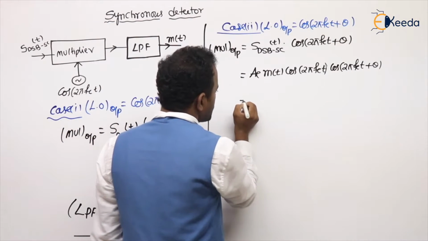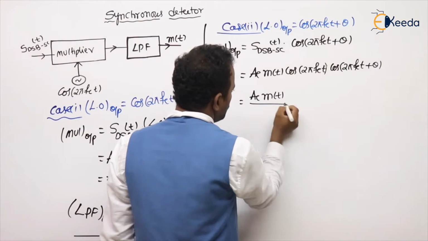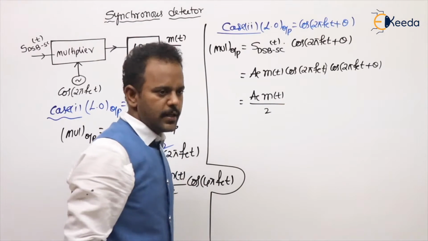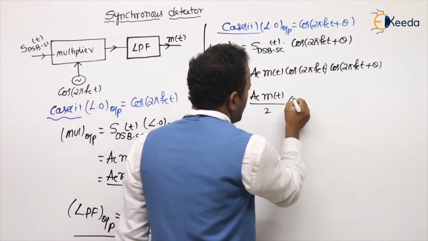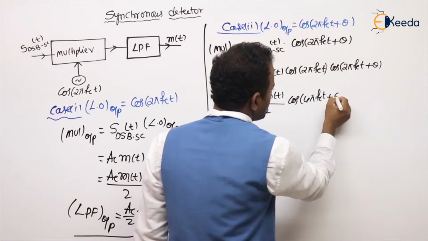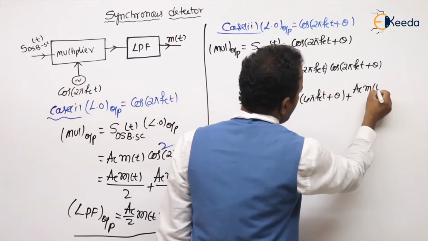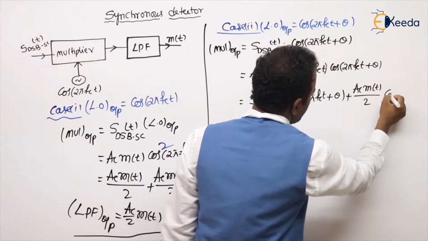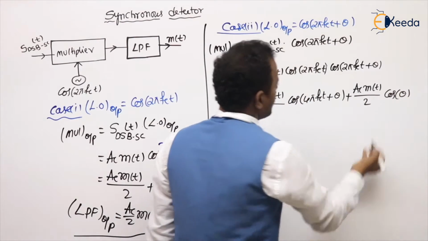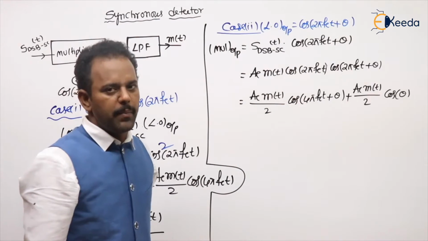It is a cos A cos B formula. So A_c m(t)/2 into, because 2 is not there, cos(A+B), that is cos(4πf_c t + θ), plus A_c m(t)/2 into cos(A−B), that is cos θ, you will get. Just the cos A into cos B formula applied.